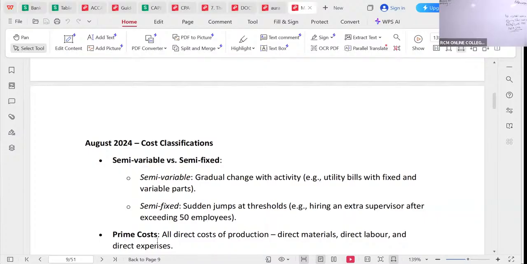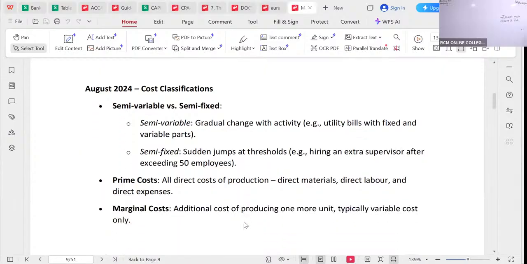Look at prime costs. Prime cost comes from the word primary. Primary is the most important, basic. Prime costs are direct costs, directly associated with what is being produced. So prime costs are variable costs as well. They're direct and variable. Prime cost is like direct materials, direct labor, anything that is direct. Even if they say direct overhead, still that will be a prime cost. So prime costs are all direct costs of production: direct materials, direct labor, and direct expense.